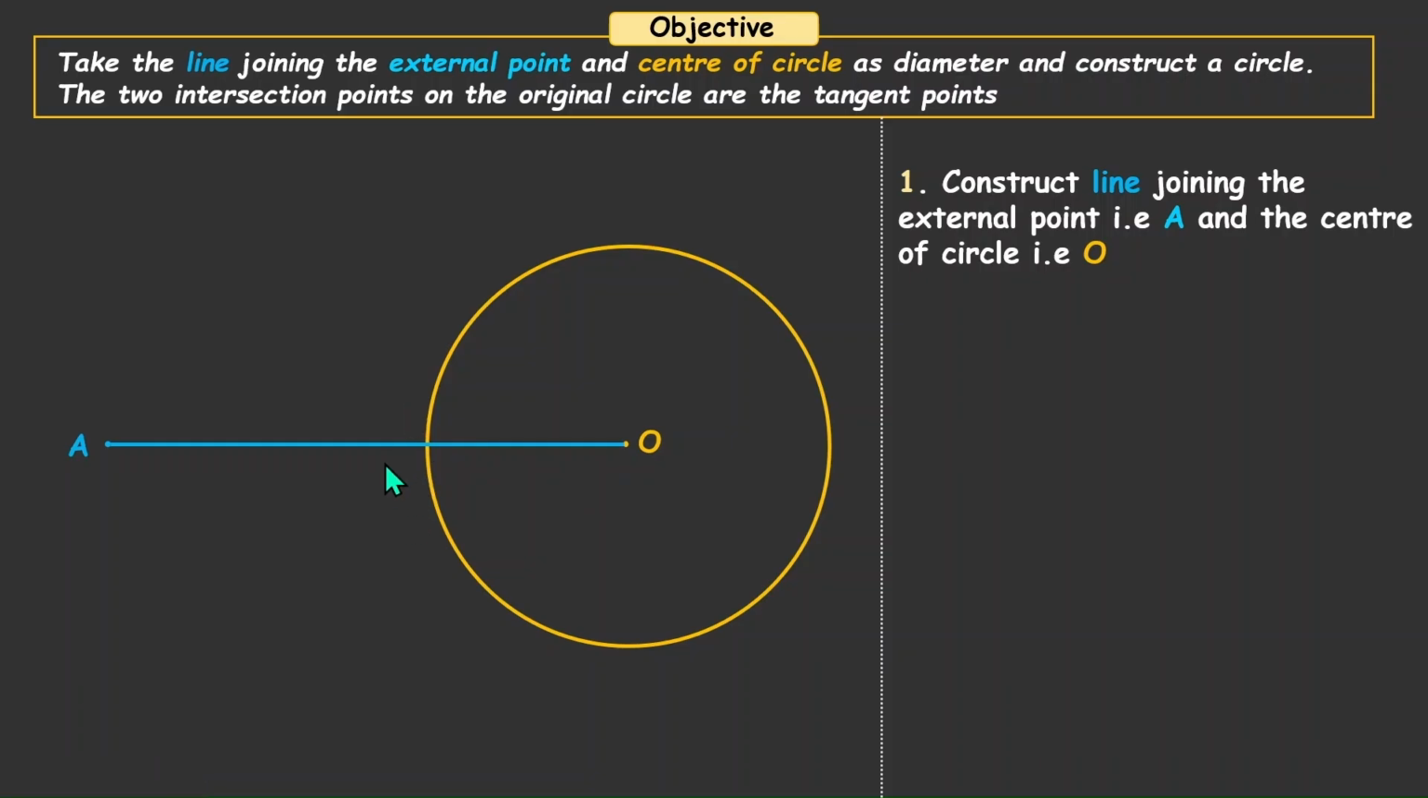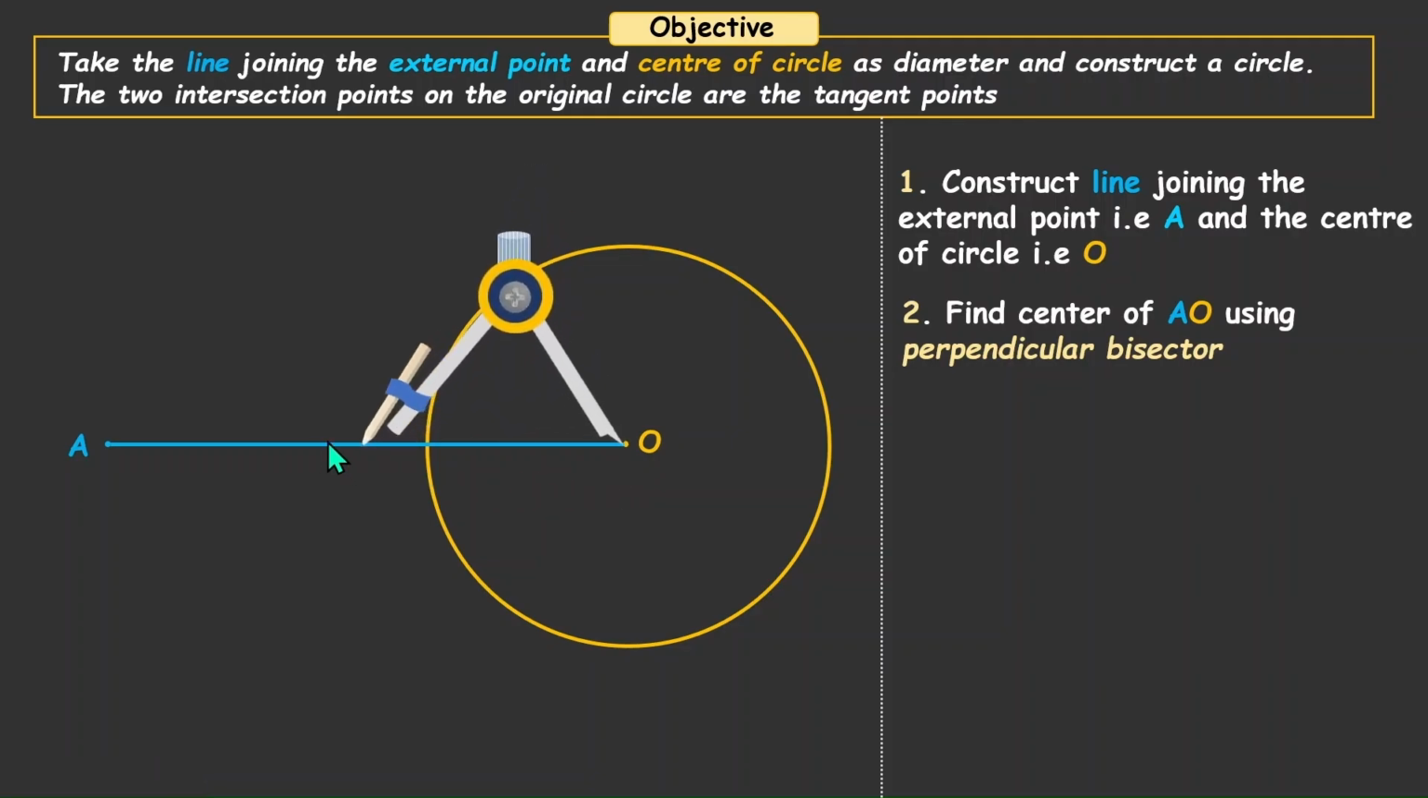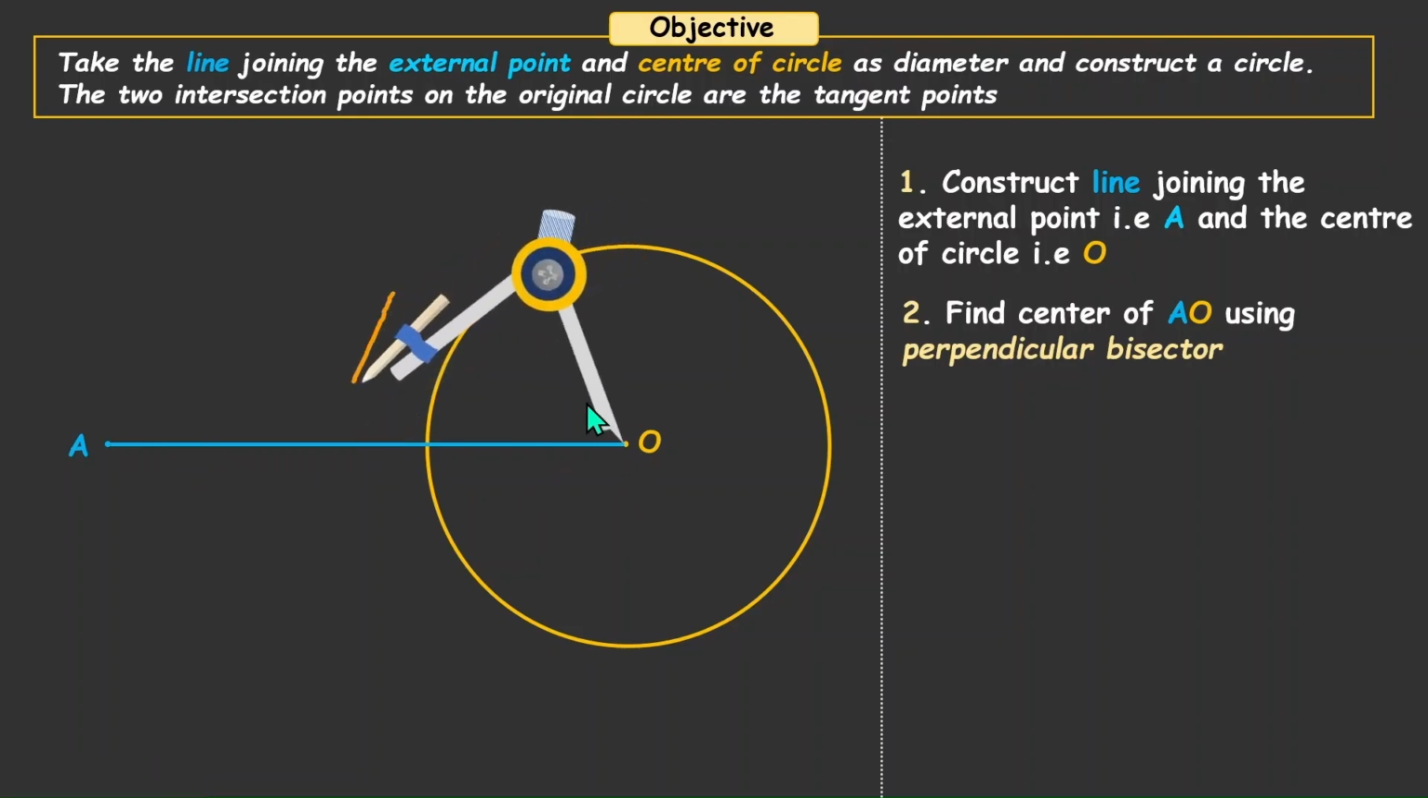Now the second task is to find the center, which is at a distance of AO divided by 2 from either of the endpoints. So let's do that. Find the center of AO using a perpendicular bisector. The center of a line can be constructed using the perpendicular bisector. So let's make it. For that, we'll take out our compass and estimate half the length, slightly more than half the length of this line, and then we'll cut an arc right here.